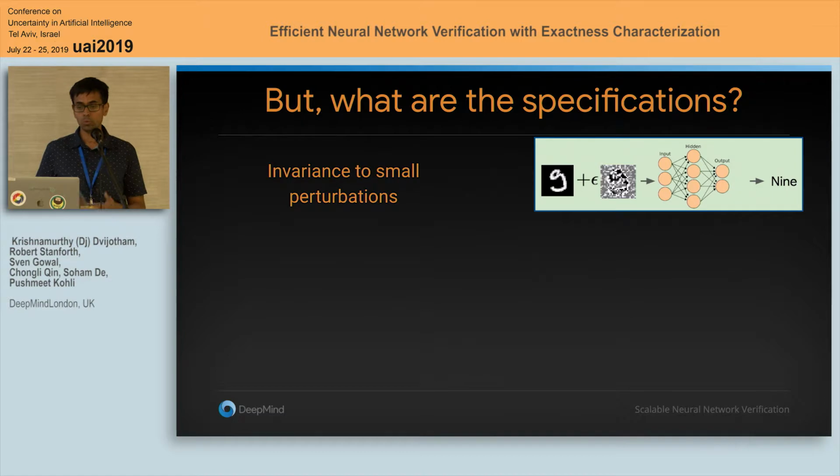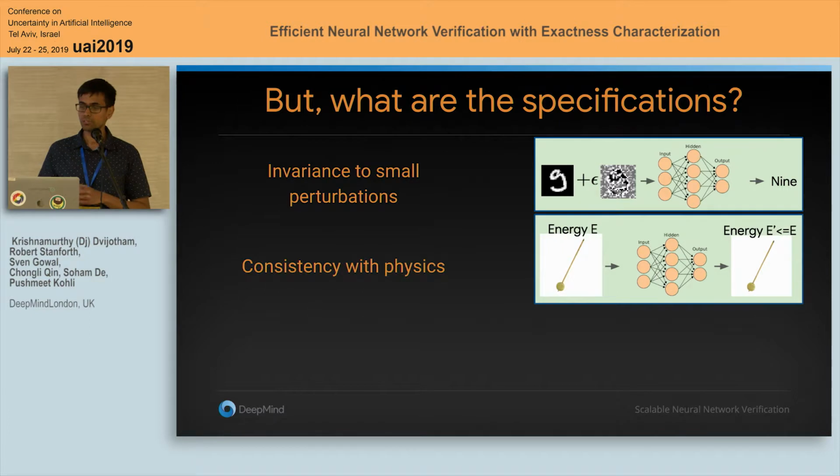So what are the specifications? The one example that I already mentioned is this invariance to small perturbations, right? So if you take an image classifier and you corrupt its input with a small amount of noise, you want to make sure that the classifier still continues to produce the correct classification. But this is not the only example.